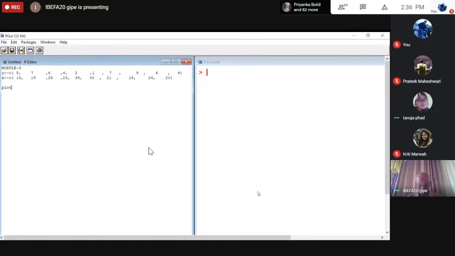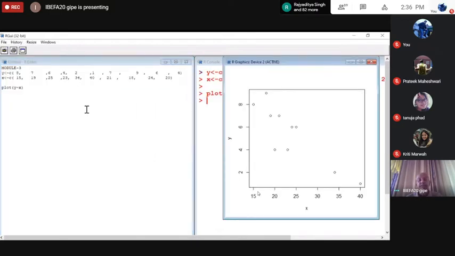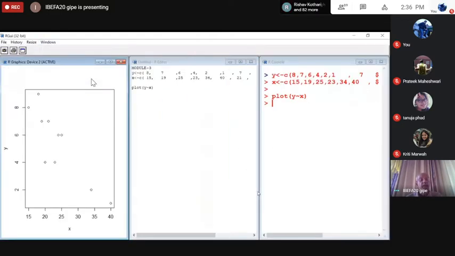So plot graph Y curly X. When I do the data plotting, let us see whether I can get the graph. I got the graph. And on the graph, the data shows a decreasing behavior.